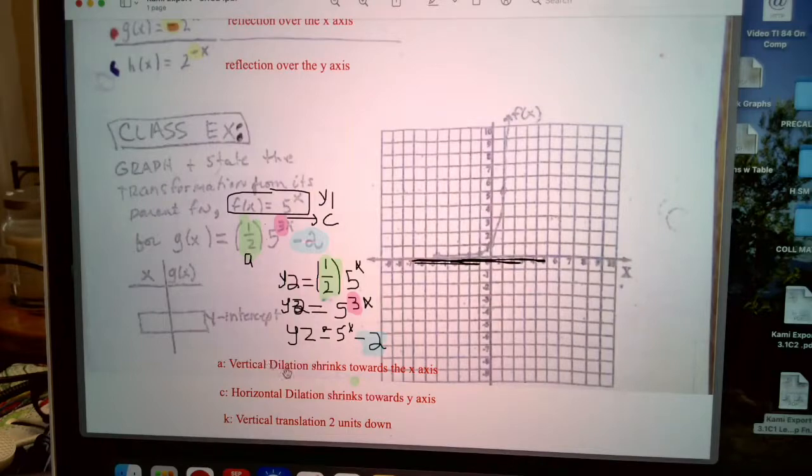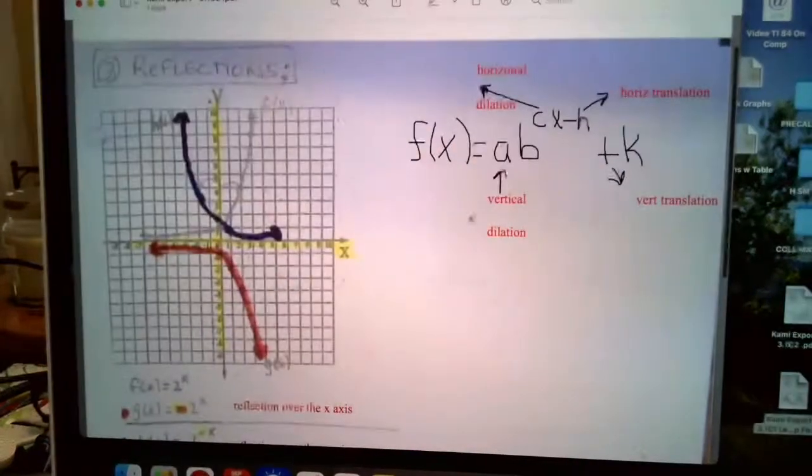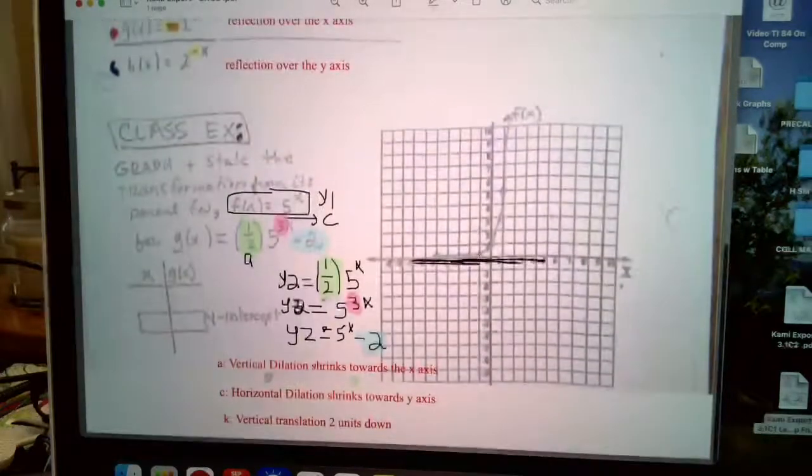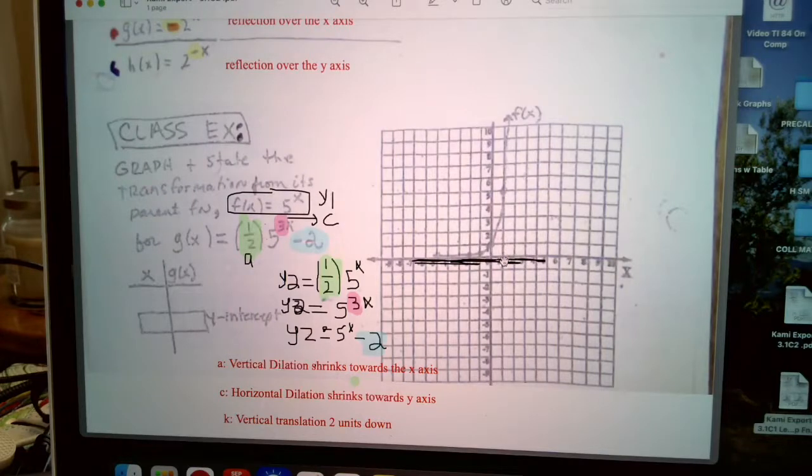A is called a vertical dilation if you reference above. A is your vertical dilations. Remember, vertically means up and down with the x-axis. So you will describe this as a vertical dilation, and this is moving towards, so it would be coming in here on your graph. You would see it move in here. So that means it's shrinking towards the x-axis.